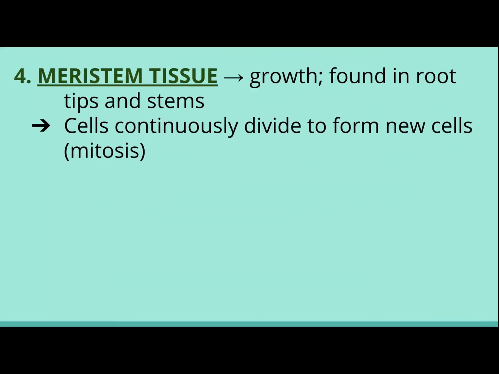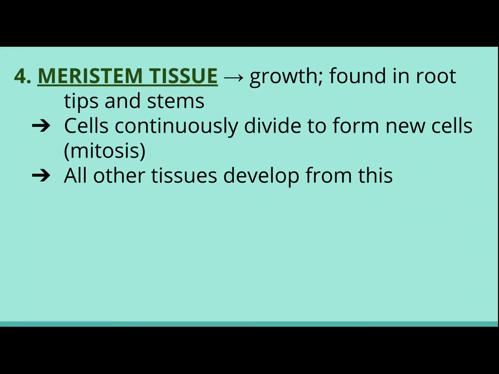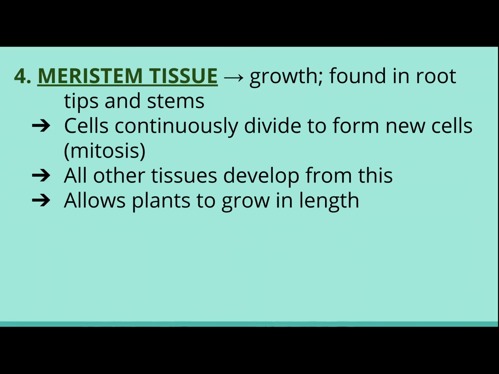These cells continuously divide to form new cells. So these are the ones that are continuously performing mitosis to produce new cells to enable growth. Okay? All other tissues develop from the meristem tissue. So the dermal tissue, the ground tissue, the vascular tissue all grow from the meristem, and it makes sense because the meristem tissue controls growth. Okay? And again, the meristem tissue allows the plants to grow in length. The roots grow down, the stems grow up.